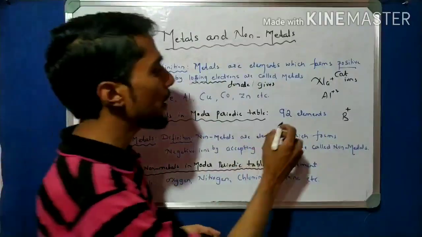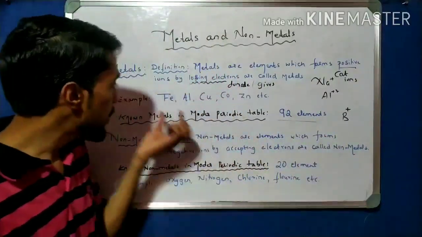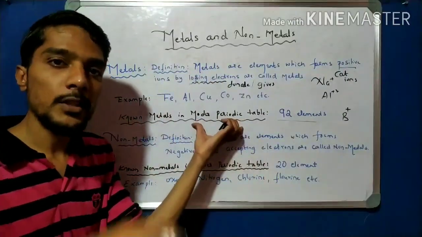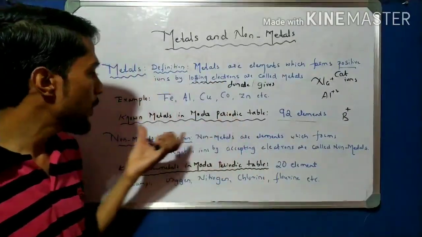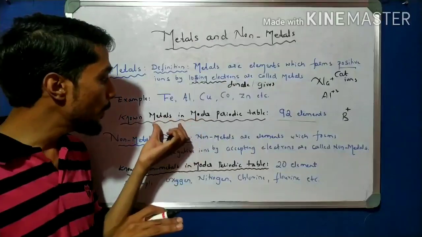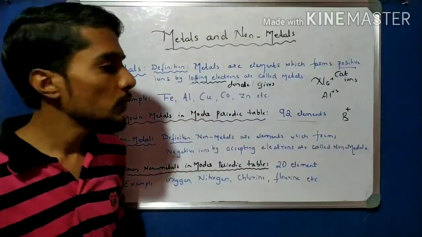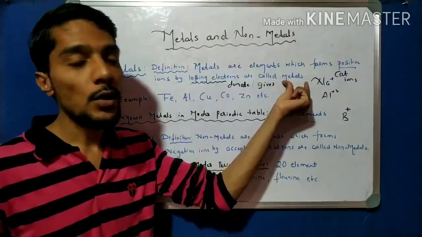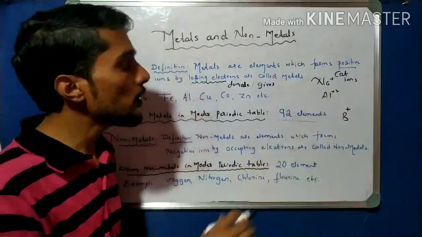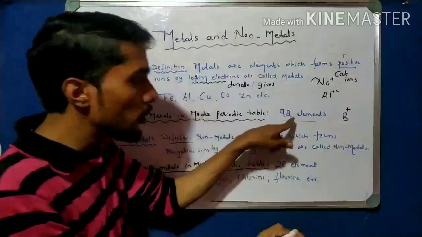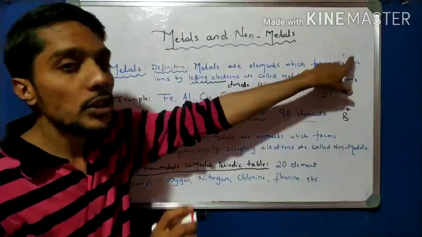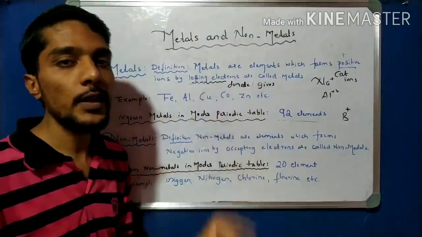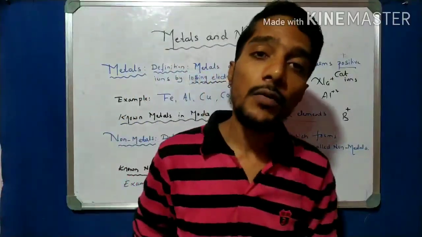So how many metals are there in total? Total 92 metals, which means 92 examples of metals are present in the modern periodic table up to date. Why are they called metals? Because they give positive ions. And why do they give positive ions? Because of losing electrons, donating electrons, giving electrons. This is the meaning of metals.